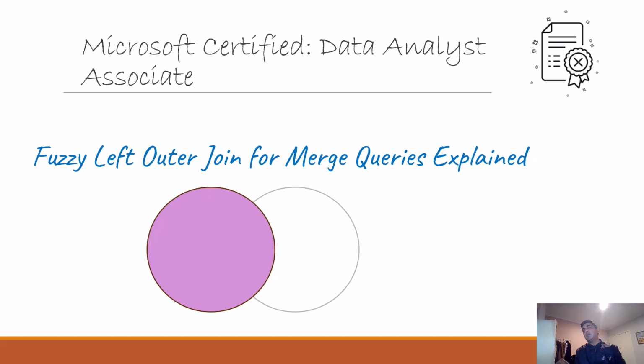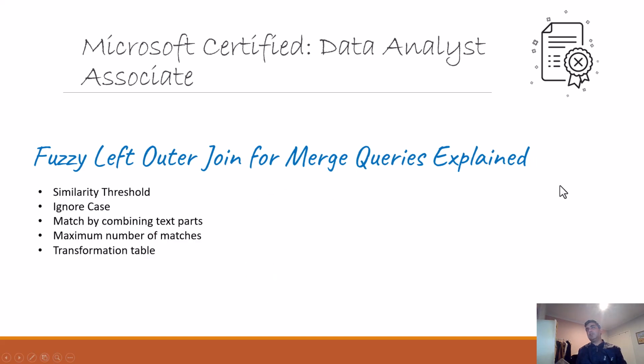Hey everyone, in this video we will discuss the fuzzy left outer join for merge queries in Power Query Editor. There are a couple of things I wanted to cover, and there are a few options which come with fuzzy matching: similarity threshold, ignore case, match by combining text parts, maximum number of matches, and transformation table. We'll go through them and I'll explain them one at a time.